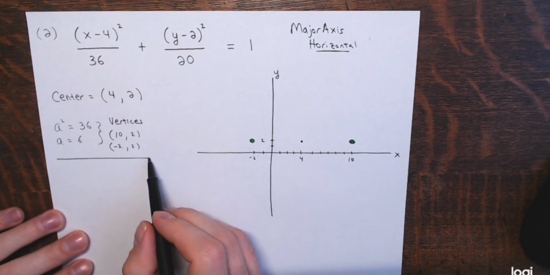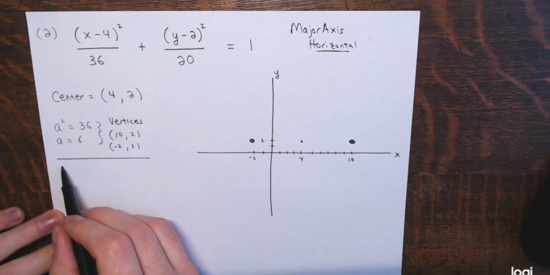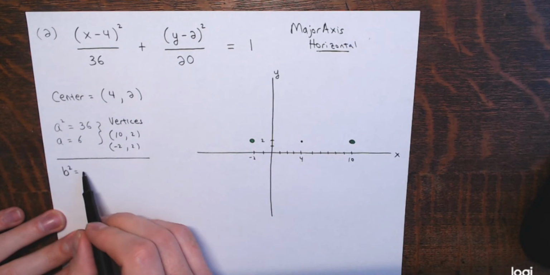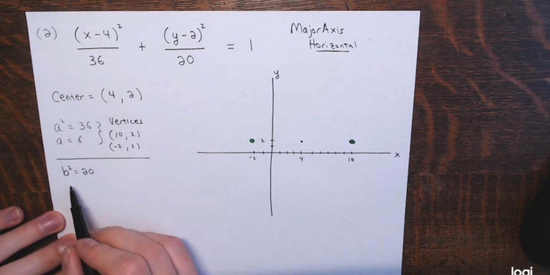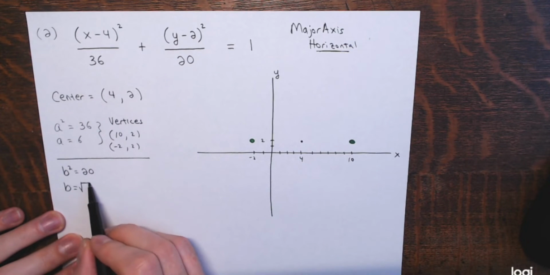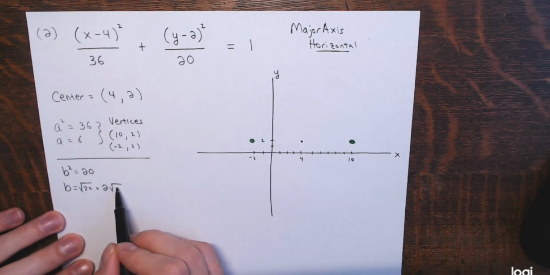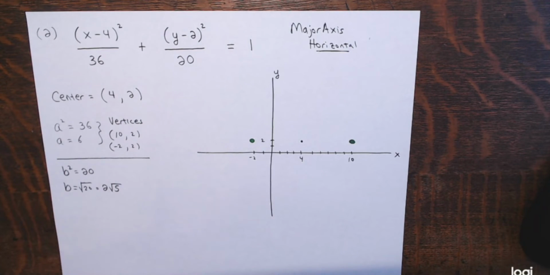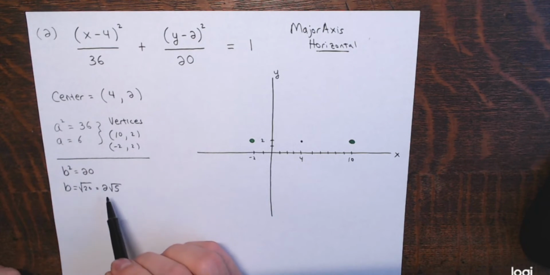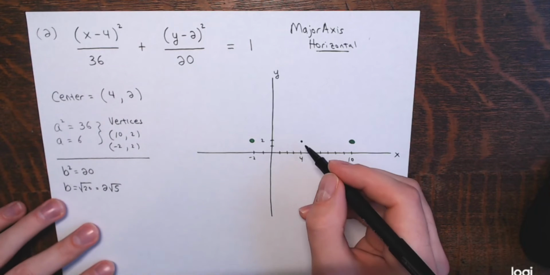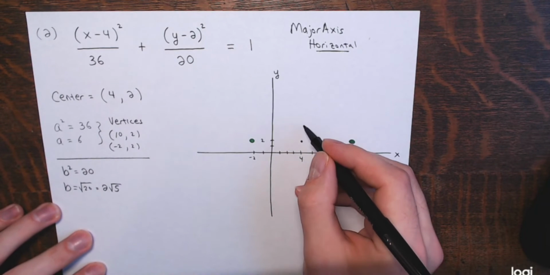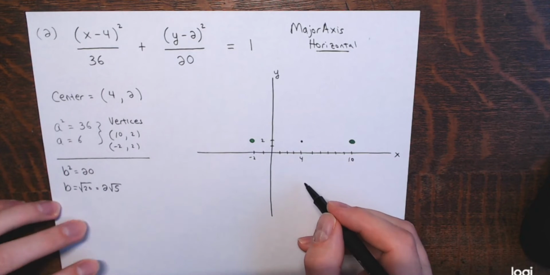Alright, then the smaller denominator, b squared, is 20. So b is the square root of 20, which simplifies to 2 times the square root of 5. That's the square root of 4 times the square root of 5. Now that's between 4 and 5 units. So from the center, going square root of 20 units up and square root of 20 units down.